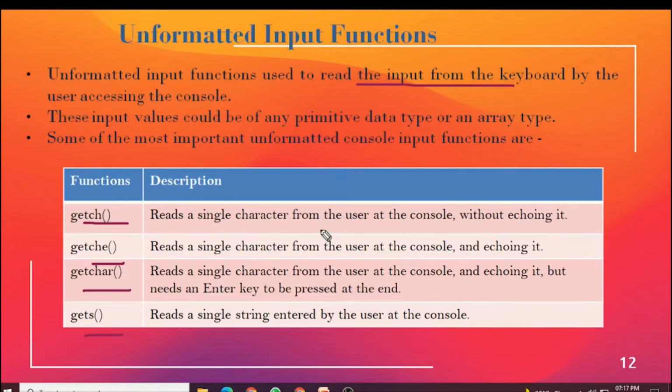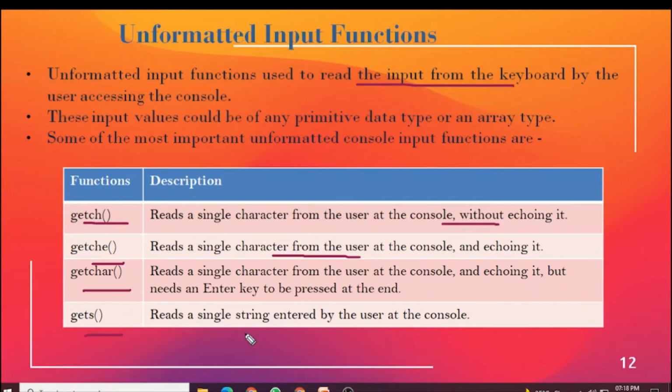getch reads a single character from the user at the console without echoing it, which means it does not display the character when we are giving the input from the keyboard. getche reads a single character from the user at the console and echoes it, so it displays. getchar reads a single character from the user at the console and echoes it, but needs the enter key to be pressed at the end. Until the user presses enter, it does not take the input.